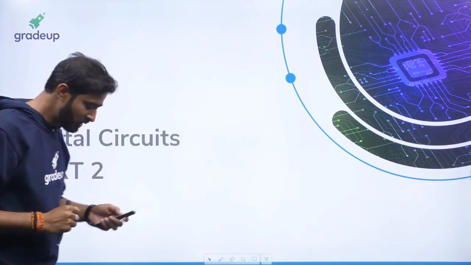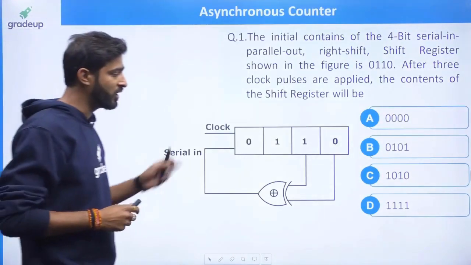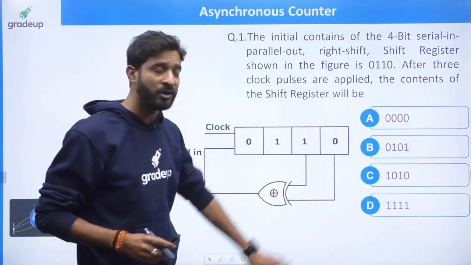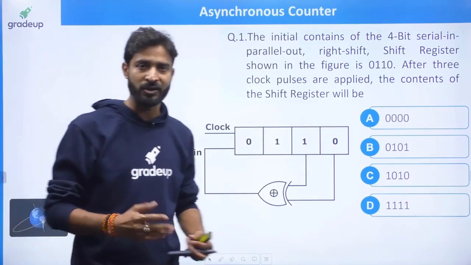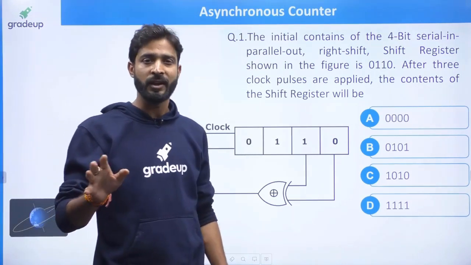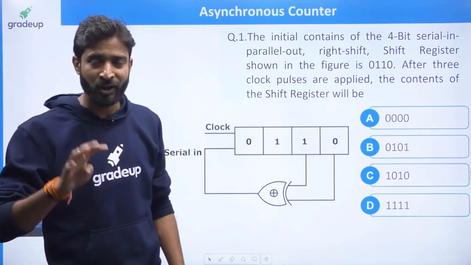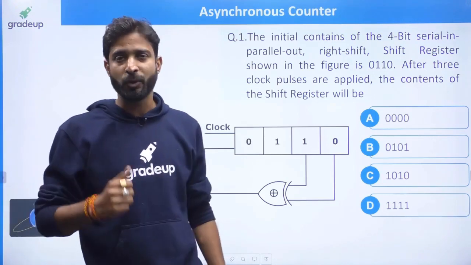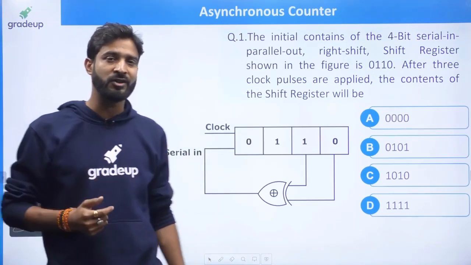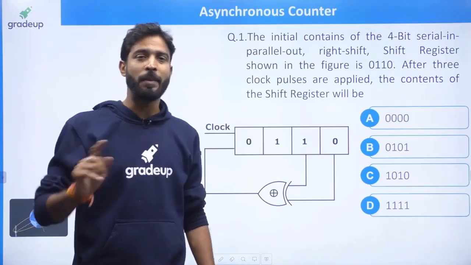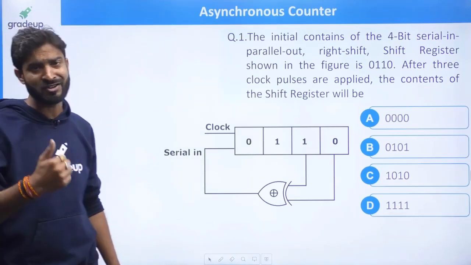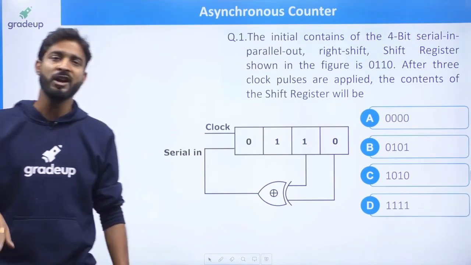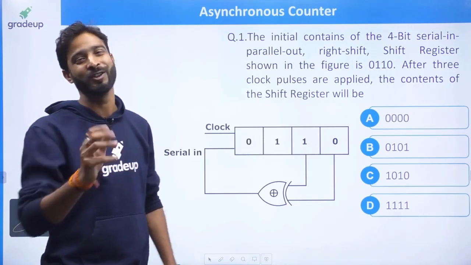Now, the first question I am giving you is related to registers, and it is a symbolic representation of a register. We know that there are 4 types of shift register: serial input serial output, serial input parallel output, parallel input serial output, and in the last, parallel input parallel output, PIPO. PIPO is the fastest shift register among all, whereas SISO, serial input serial output, is the slowest.